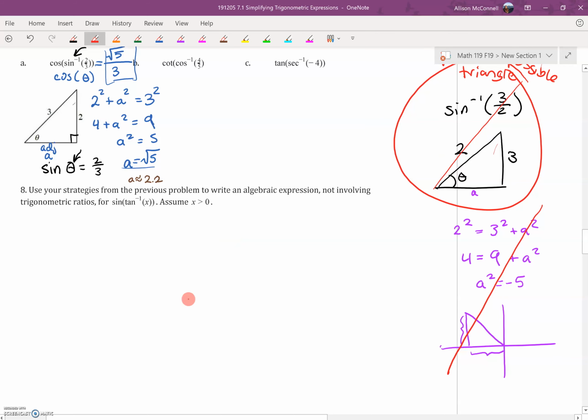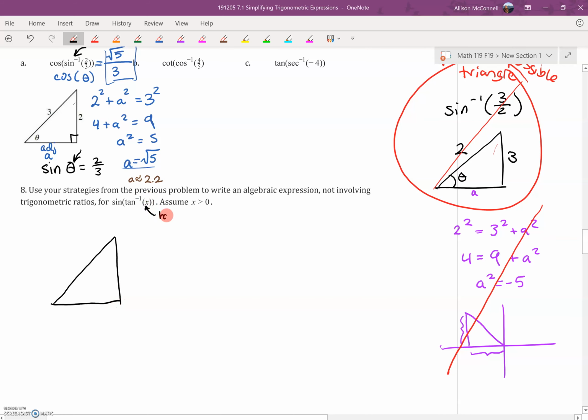So then in number 8, it says using your strategies from the previous problem to write an algebraic expression not involving trigonometric ratios for the sine of inverse tangent of x, and assume that x is greater than 0. So basically just assume that you have a ratio of side lengths that is positive. And so again, I knew that was a ratio of side lengths because I'm looking at the inverse tangent. So I know that that is a ratio, and the output or the value of the expression would represent an angle. So that tells me if I were to draw a diagram that I'm looking at some ratio.